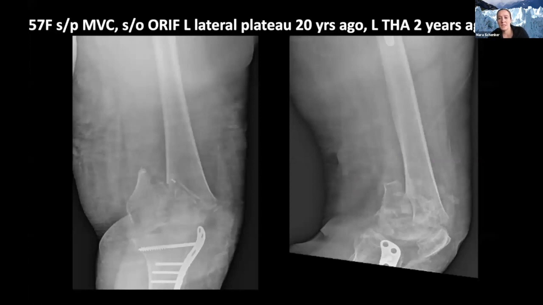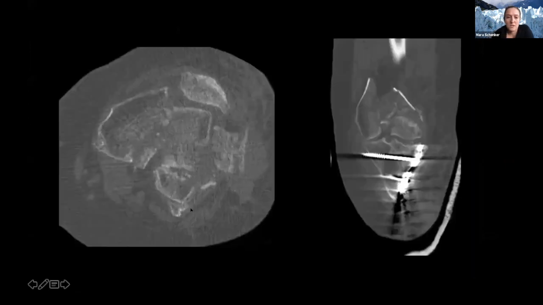So this is somebody who I did actually last week. This is a 57-year-old female, status post motor vehicle collision. She had a tibial plateau open reduction internal fixation 20 years ago. Also has a total hip on that side. So this is her axial CT scan. It's much more comminuted than it actually looks on that initial slide, particularly in the lateral femoral condyle, because she drove that plate likely through part of her distal femur.